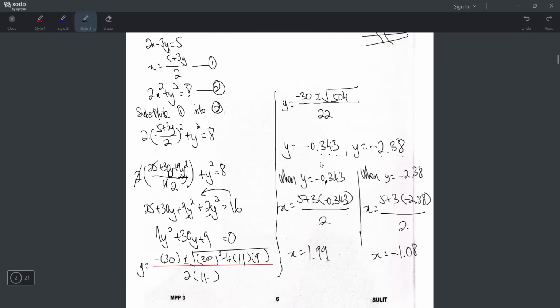Okay, so it's better to write one more baris. So dot dot dot, the final answer, x equals 1.99, comma, y equals negative 0.343, and use this symbol, dot, and then comma, x equals negative 1.08, y equals negative 2.38. Okay, so there's two sets of answers. Okay, and you can't reject any of them. Yeah, I have to take all of it. Yeah, okay. So let me double check and see 1.99. Yeah, correct. Okay, that's all.